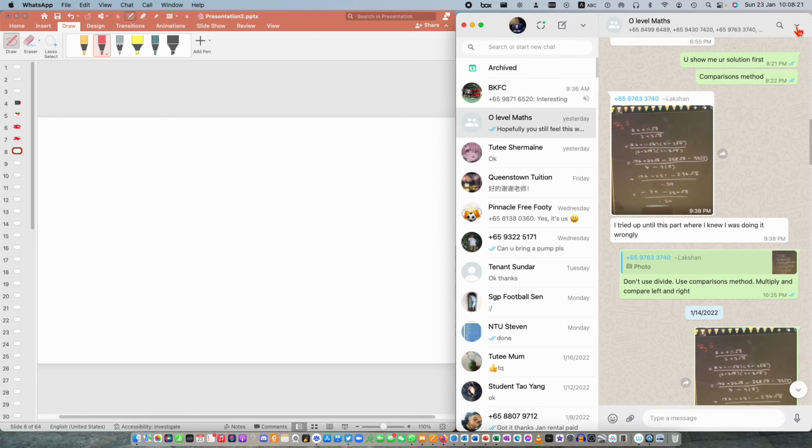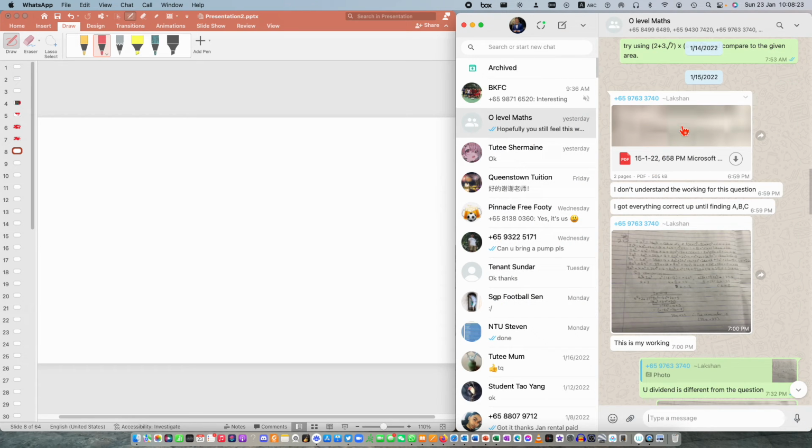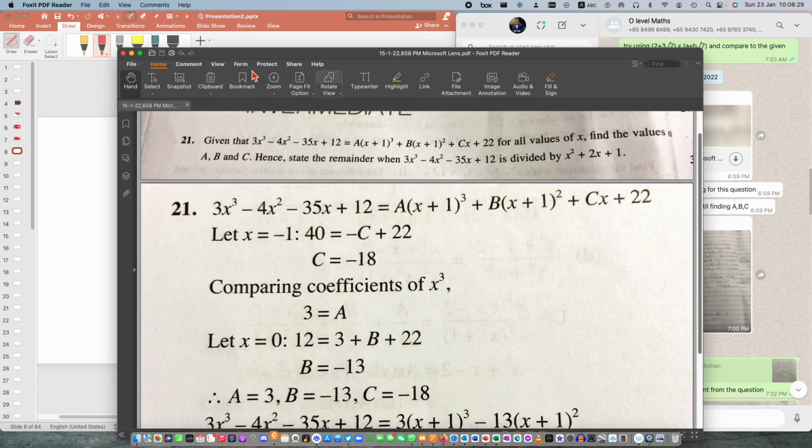So let's look at that. Let me open this. Alright, so this is the question. Look closely, can you see? If not, I will zoom in. Okay, good. So this is the question. Hence, they ask for the remainder. So in fact, this is the question, right? 3x cubed minus 4x squared. Can you see? The question is exactly the same.